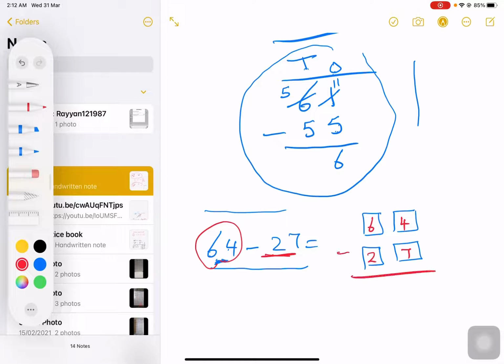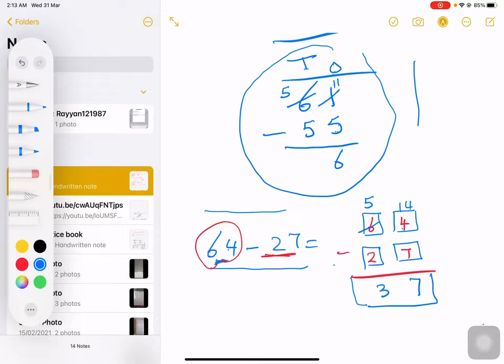Then what am I going to do? Subtract. Then you will say 4 minus 7. You can't, because the 4 is too small. What are you going to do? Regroup. Regroup means you will go to the 6 and the 6 will be 5 and the 4 will be 14. Now, 14 minus 7 is 7, because 7 plus 7 is 14. Now subtract the tens. 5 minus 2 is 3. So the final answer is: the difference between 64 and 27 is 37.